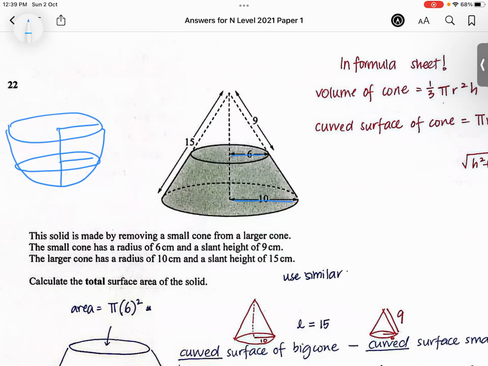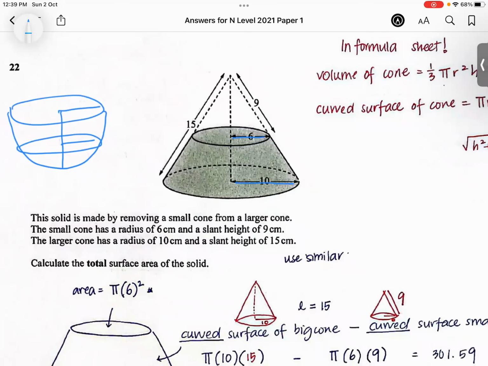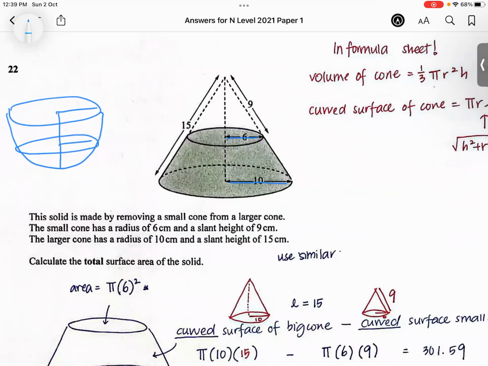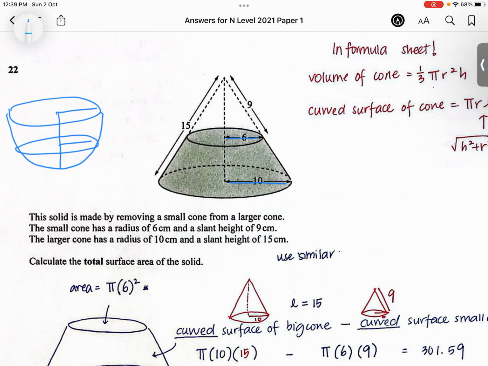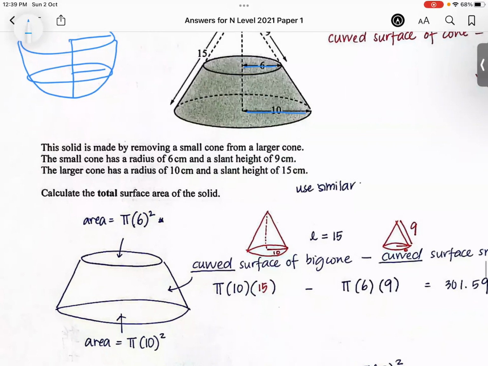Now, a word of caution: they want you to find the total surface area, do not take total surface area of larger cone minus total surface area of smaller cone. That is not correct, okay? That only works for volume, then you can do like that. Total surface area cannot. For total surface area, what you need to do is calculate the individual surfaces part by part.